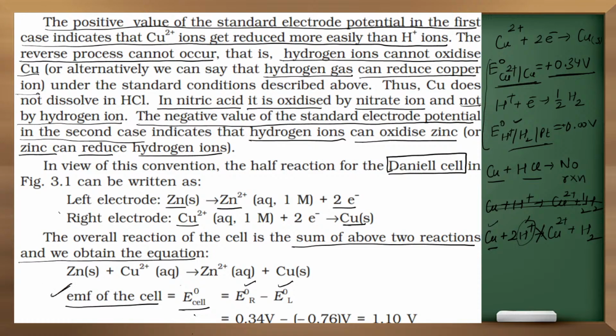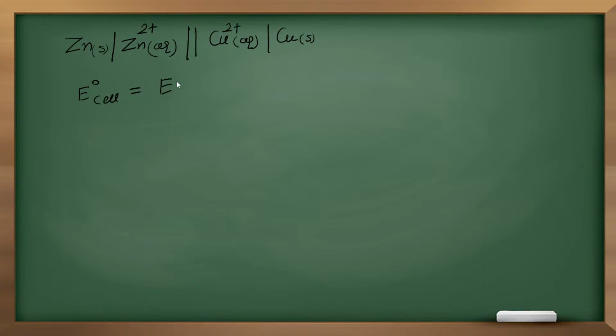Zinc copper cell, that is zinc solid, zinc 2 plus aqueous, copper 2 plus aqueous to copper solid. This is the cell. Calculate EMF of this cell. What we do first is standard EMF of the cell. Okay. So E naught cell equal to E naught right minus E naught left.